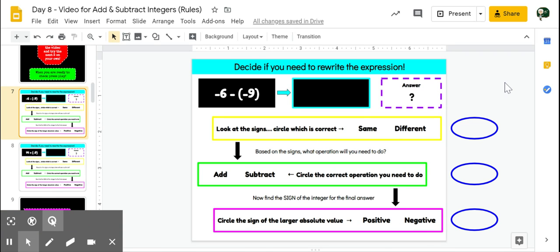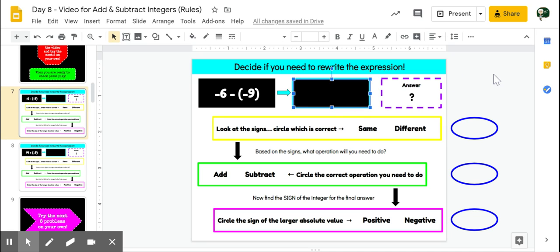Okay, so your first example problem that you solved was negative 6 minus a negative 9. So because that's a subtraction problem, we do need to rewrite that. So we're going to rewrite that as an addition problem. So it's going to be negative 6 plus, and since I changed my subtraction to addition, I have to change my negative 9 to a positive 9. It becomes the opposite. So I change that to negative 6 plus 9.